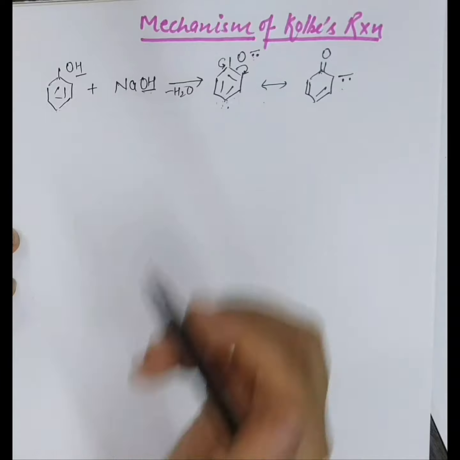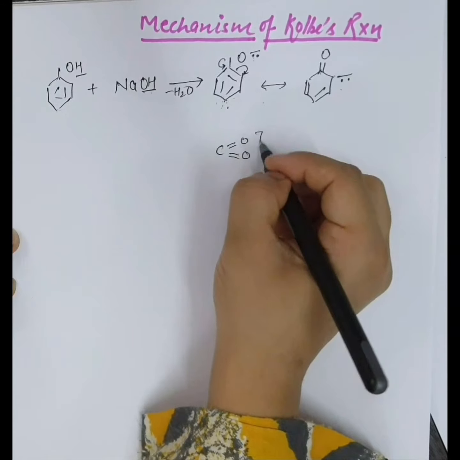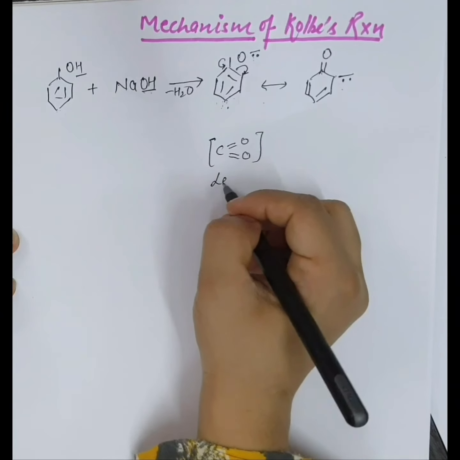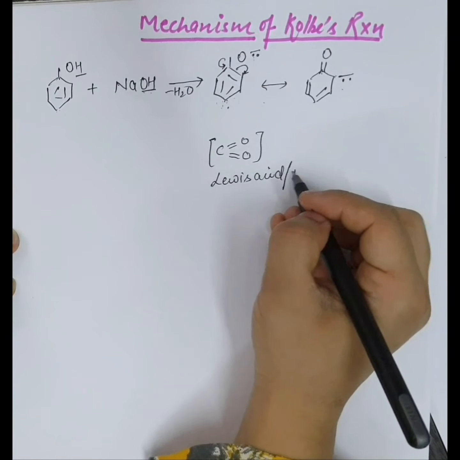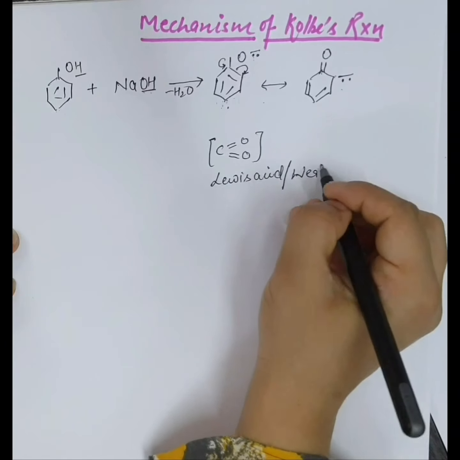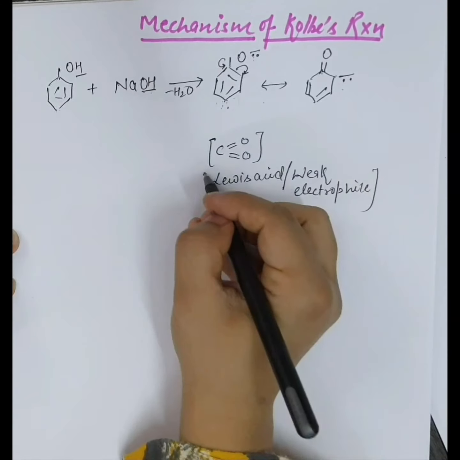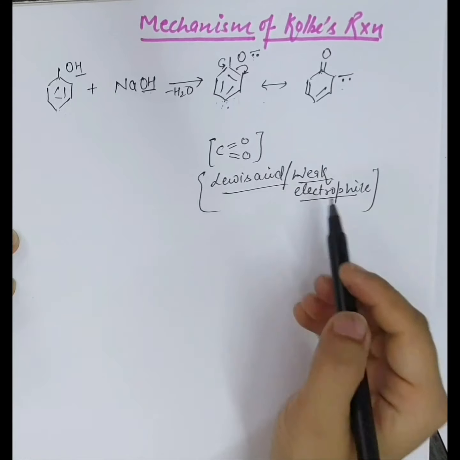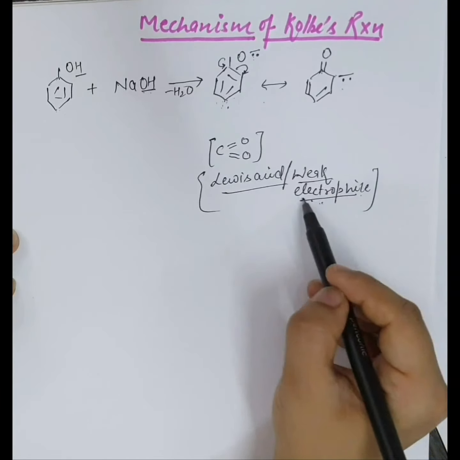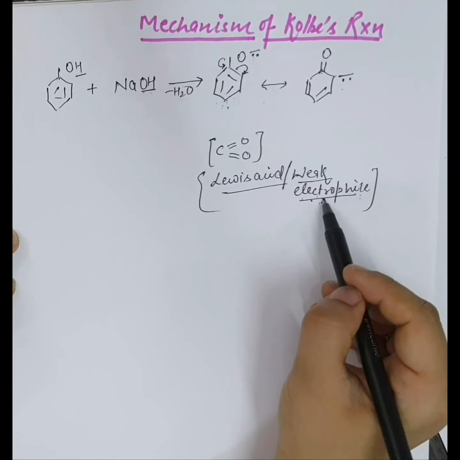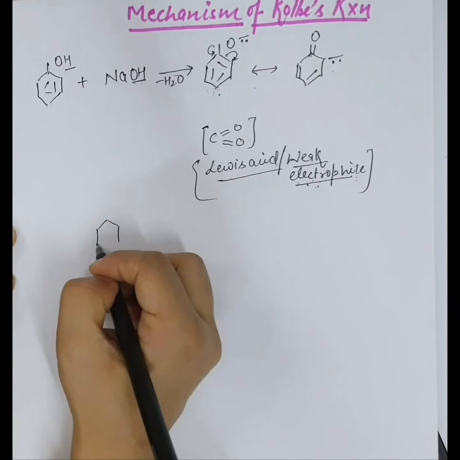Now CO2 will attack the ortho position. Why will CO2 attack the ortho position? Actually CO2 acts as a Lewis acid, and Lewis acids are electrophiles, and CO2 is a weak electrophile. A weak electrophile means it can easily attack the positions where the electron density is high. Electrophile means electron-loving species. So it will easily attack the ortho position. How it will be attacked, we will discuss in the next step.